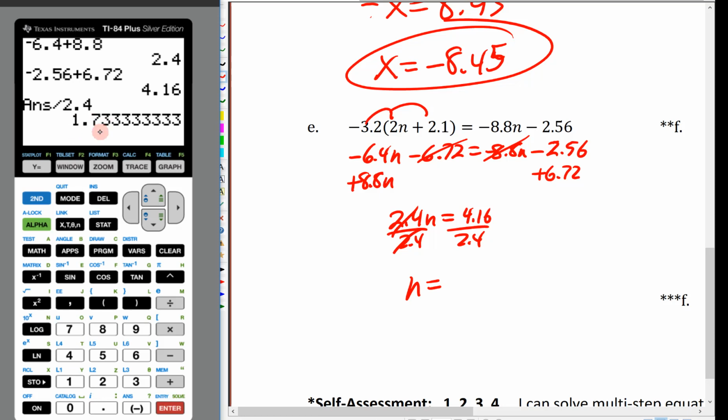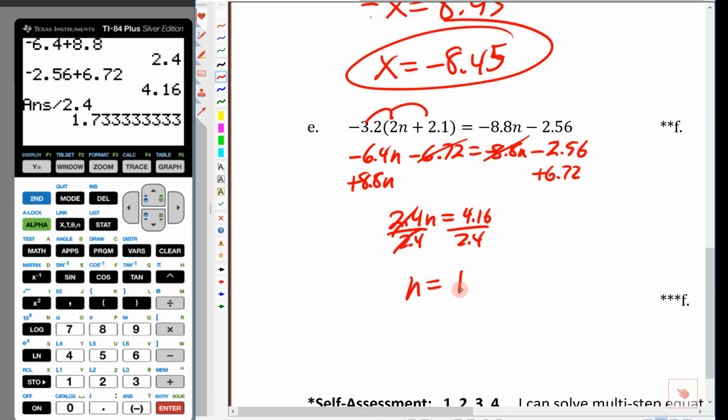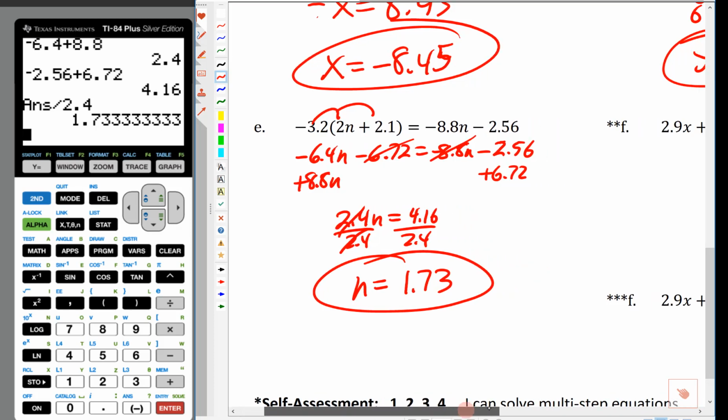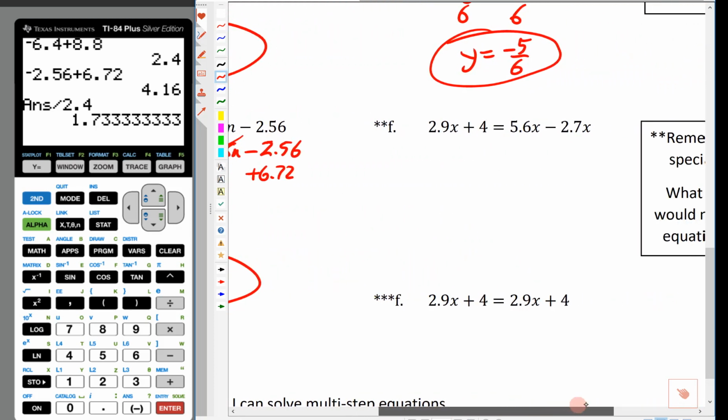1.7333 repeated. So 2 decimal places, there's the hundredths place. Look one past that. That 3 is not enough to bump it up, so we're going to call this 1.73. And again, that's an approximate answer. That's not perfect, but we were told to round to 2 decimal places, so we're in good shape there.